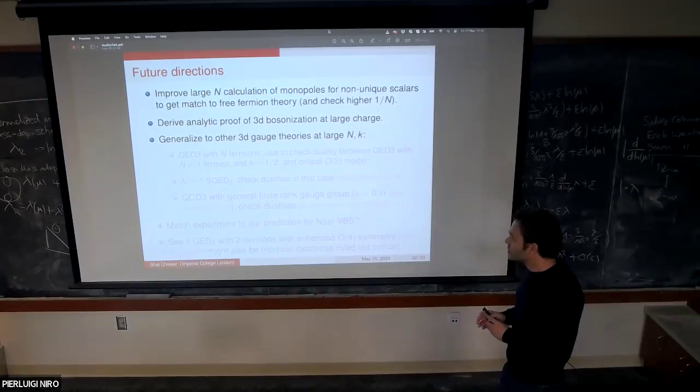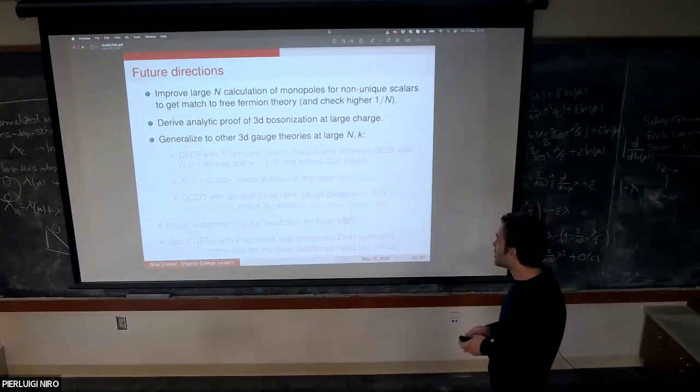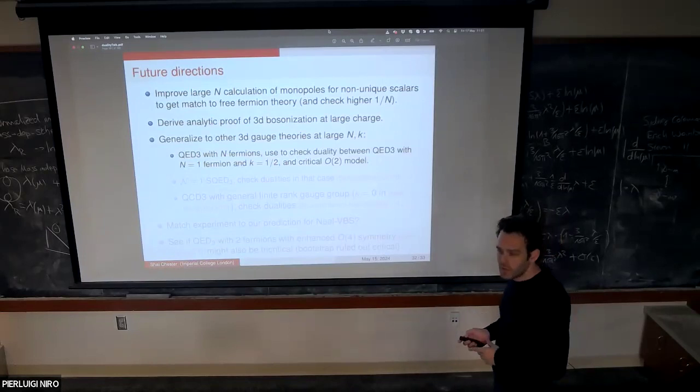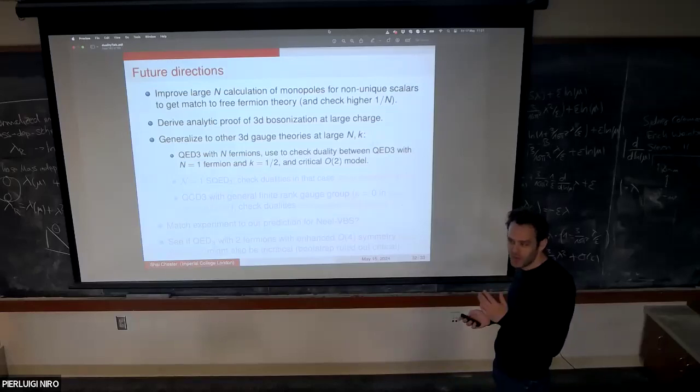Thirdly, this monopole calculation is very general, and so there are a lot of generalizations one could do. For instance, you could generalize it to QED3 with n fermions and non-zero K, and there are other dualities you could check. This is something I've been working on with one of my collaborators. Unfortunately, my collaborators left physics, and so the work has gone very slowly, but hopefully eventually we will finish. You could also generalize it to n equals 1 SQED3. There are other dualities in that case.